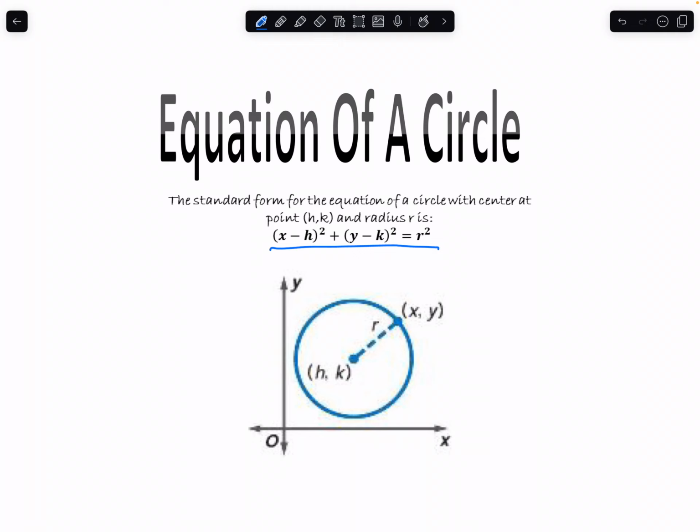As you can see, this equation is centered around h and k, which is the center of the circle. So the center of the circle will go in these two values, the h and k, and then the length of the radius will go over here. We're going to square it. I'm not going to go into detail about how this equation is being derived or how it works. We can always talk about that later. So let's do a couple of examples and let's get to it.